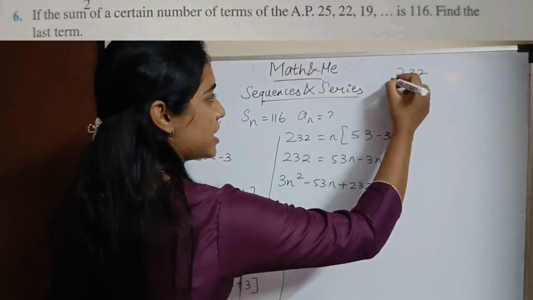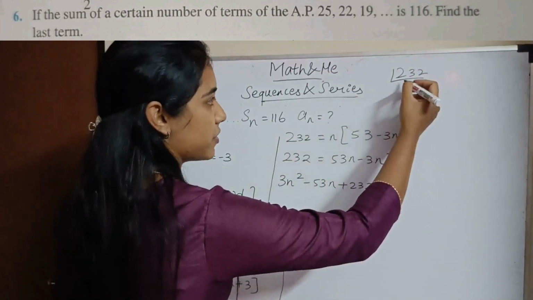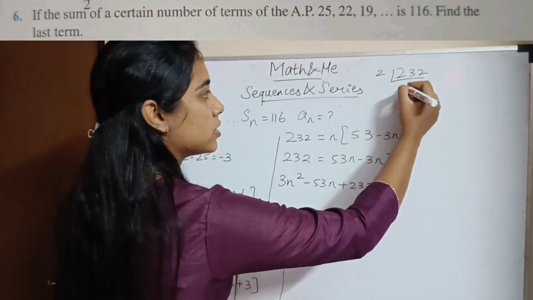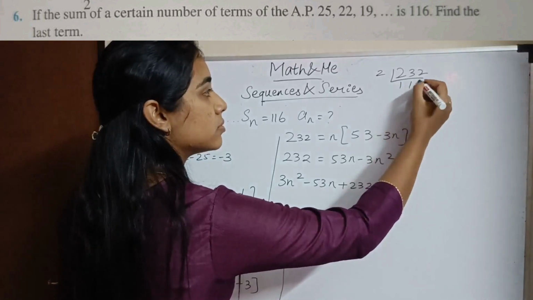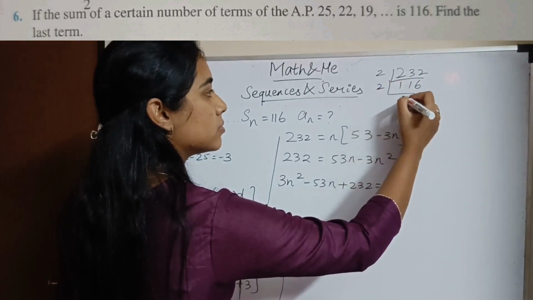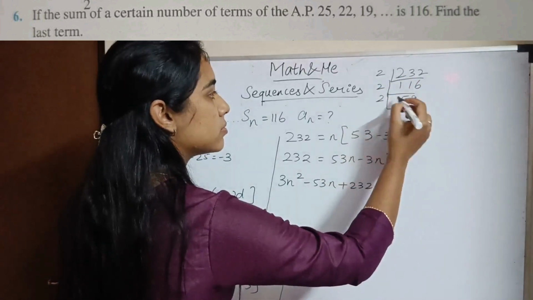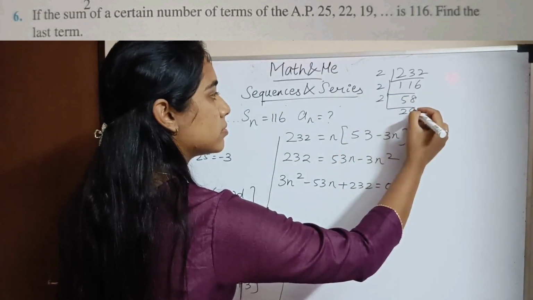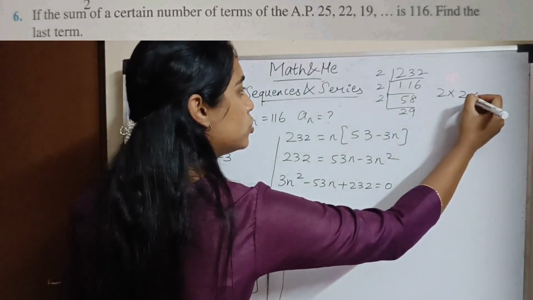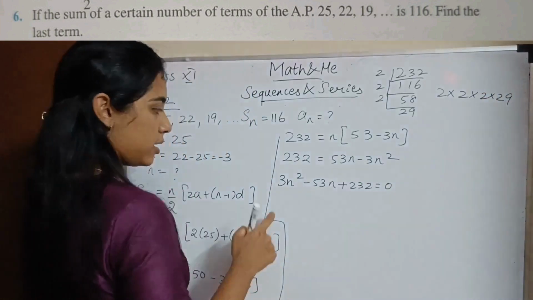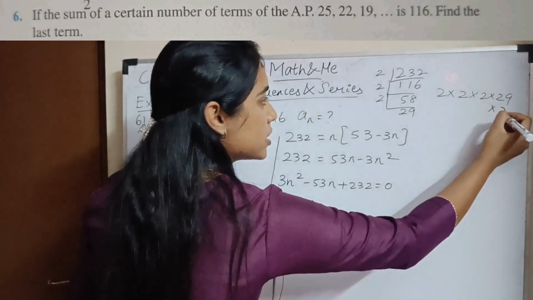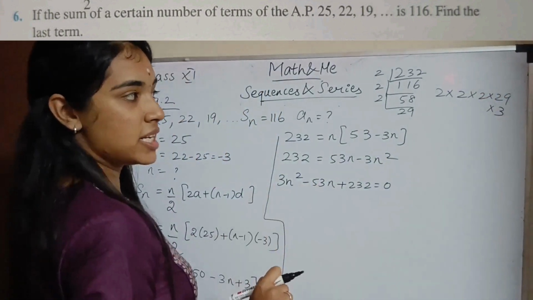232 times 3 is what I want. So I'll take a prime factorization of this. My factors are 2, 2, 2, 29, and don't miss this 3 out. So with all this, I need to get minus 53.